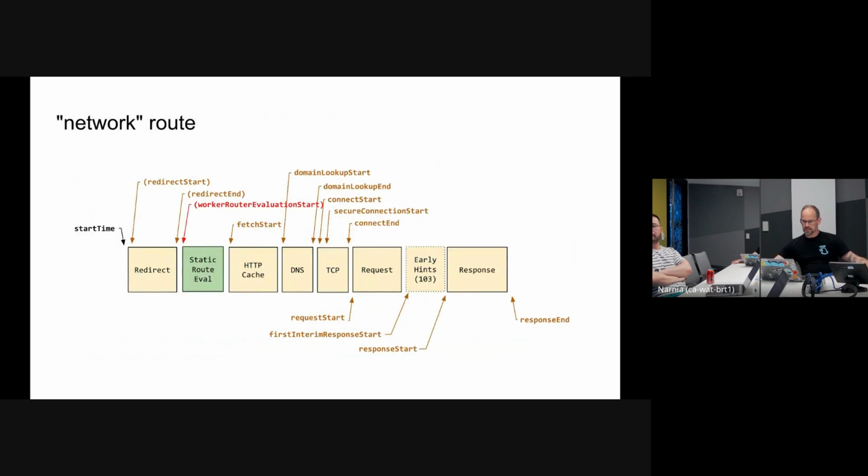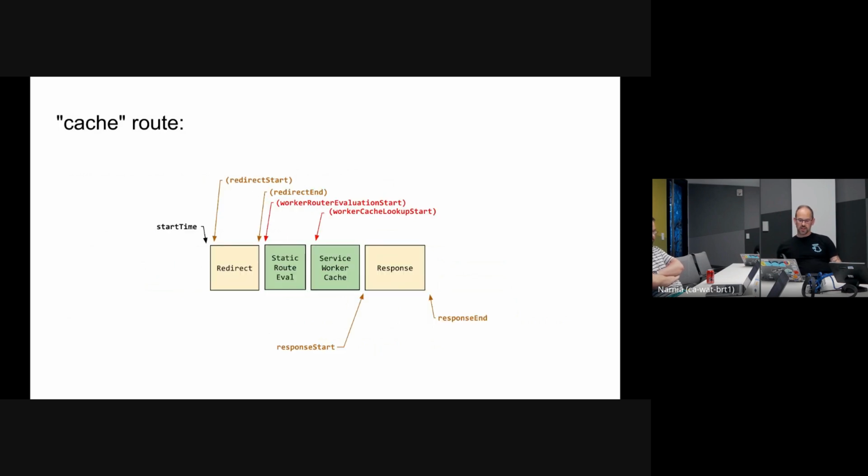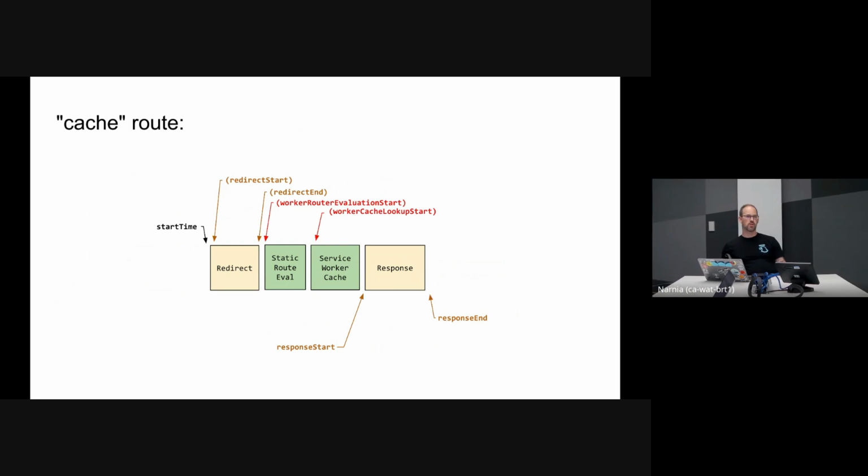And if you do this, then the path kind of looks like this, right? We no longer even have to initialize the service worker. We do a route evaluation and then straight through to an HTTP fetch, hopefully speeding up your site. You can also do things like, please get this out of the cache, right? Out of the service worker cache specifically. And in that case, on a cache hit, we're down to this, right? So static route evaluation goes straight to the service worker cache, and you have a response.